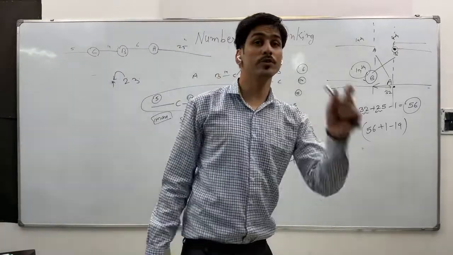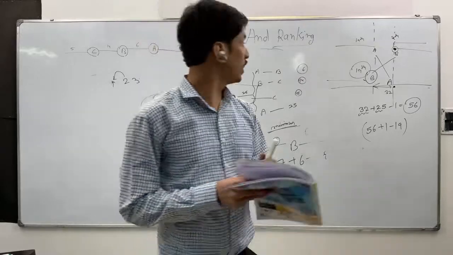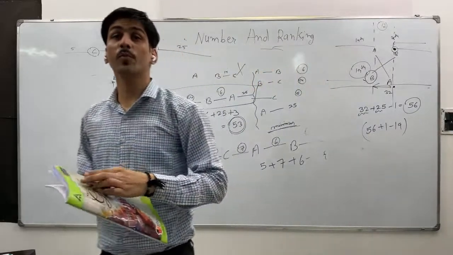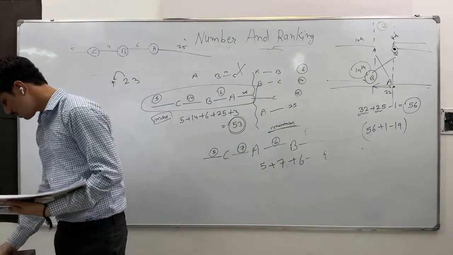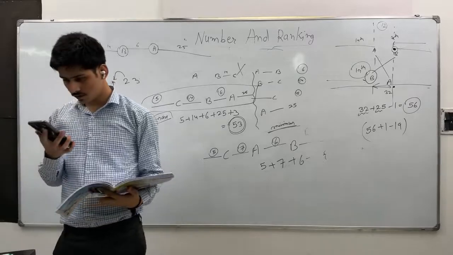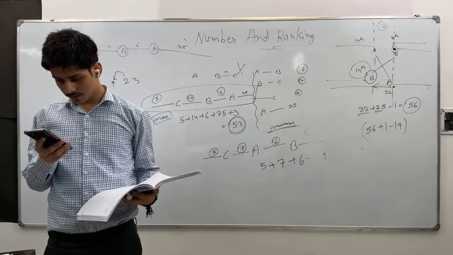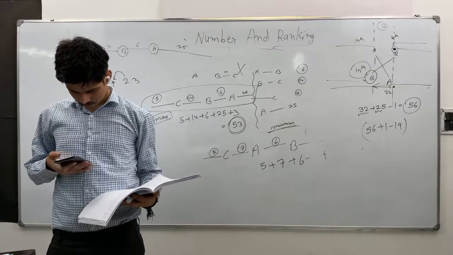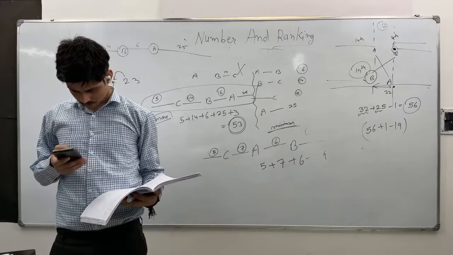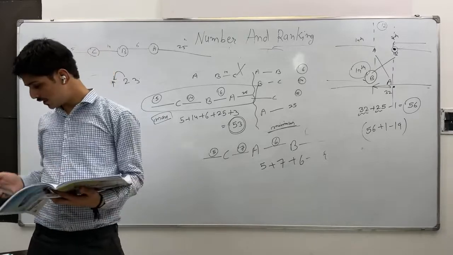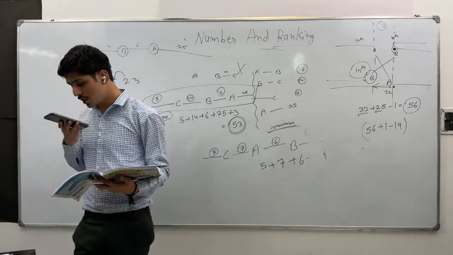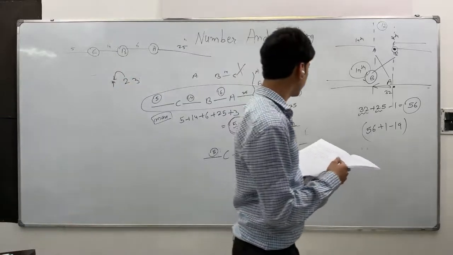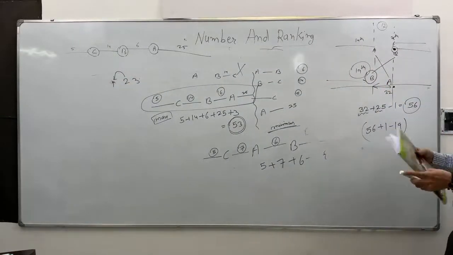Number of persons between, how many students are there? 12. Think and answer. Let's see if it's correct or not. Number of persons between A and B. 14, 12. 12, 14. Is it clear? 12. Simple, you can do.